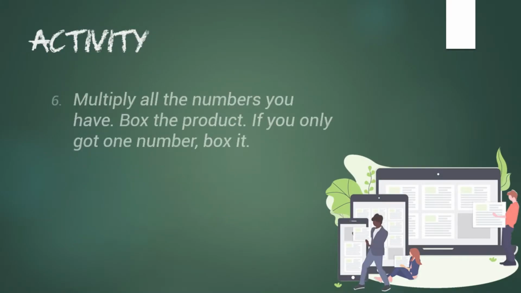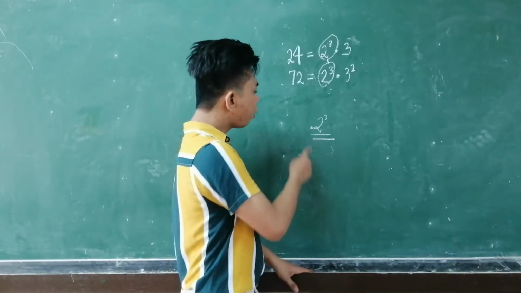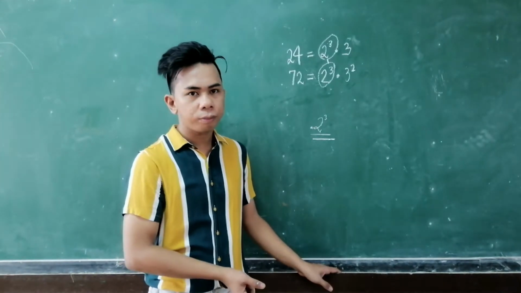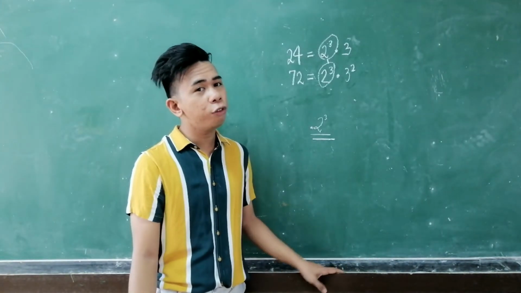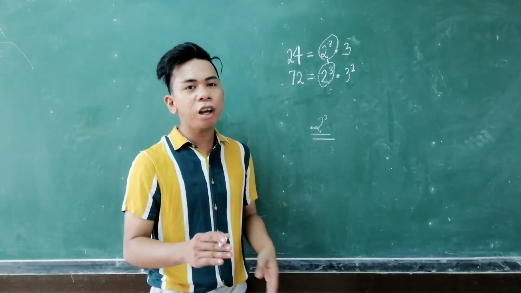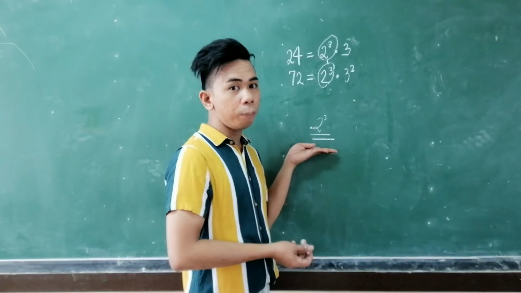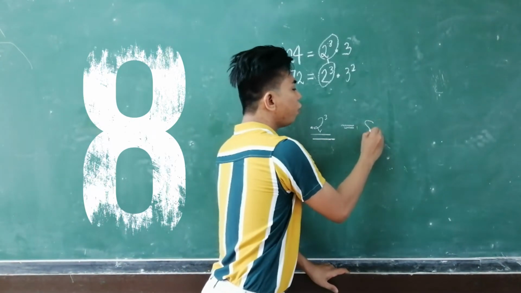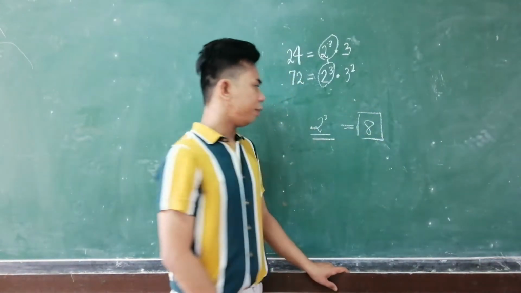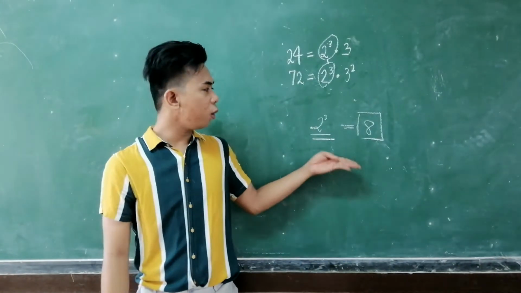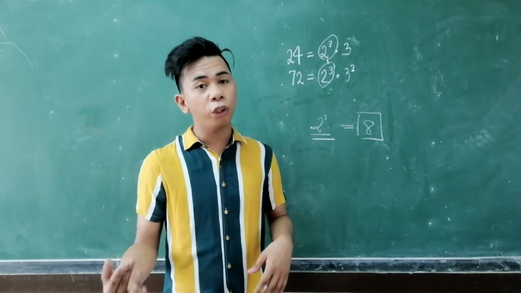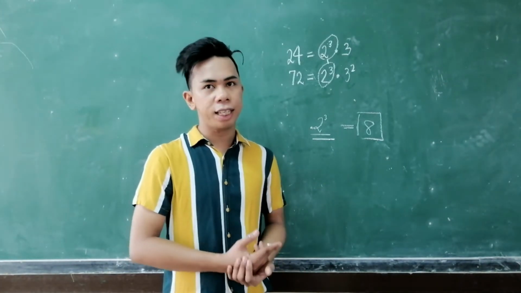And then, step 6, multiply all the numbers you have and box the product. If you have only got one number, box it. So I have here 2 cubed. Maybe you have 2 squared or 2 raised to 4 there. Instead of boxing it immediately, better to rewrite this as one number first. So we have 8. Very good. So box 8. Since I only got one number, but if you got 2 or more, multiply those numbers and box it.